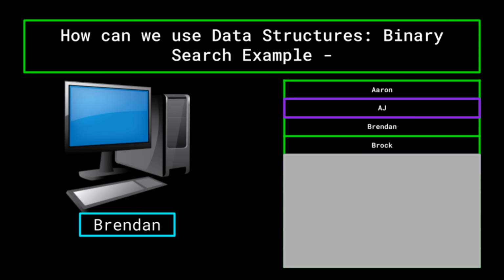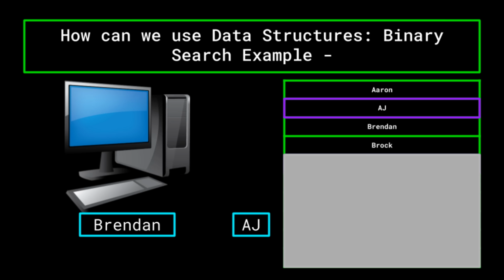Again, we would find the middlemost element of this new list of names and again compare it to the name you're trying to find. If it's the name we're trying to find, we return that index. But if not, we compare it to see if it comes before or after the middle index. Going back to our example, let's say the middle index of this new list is AJ.